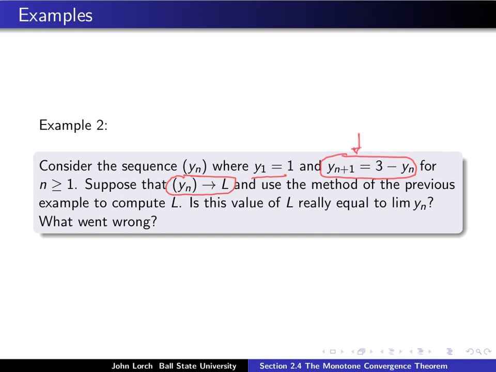And we know that as n gets large, the terms of the sequence yn are getting close to L, at least that's what we're told. And so on the left side, we're getting close to L. On the right side, we're getting close to 3 minus L. And that says that 2L is equal to 3, or that L is equal to 3/2.